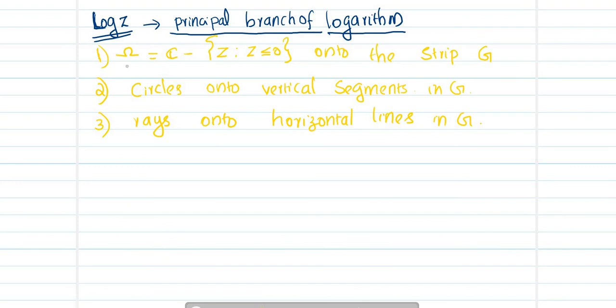Consider the principal branch of logarithm. We have seen earlier the properties of e raised to z, and its conformal mapping. It is mapped from this G, where G is the set such that minus pi less than imaginary part of z less than pi. This G to omega is the mapping of e raised to z. The principal branch of logarithm is just the reverse of that, omega to G. In the case of the exponential, the mapping was vertical segments onto circles. Here it is circles onto vertical segments. And here rays onto horizontal lines. In the exponential case, horizontal lines to rays.